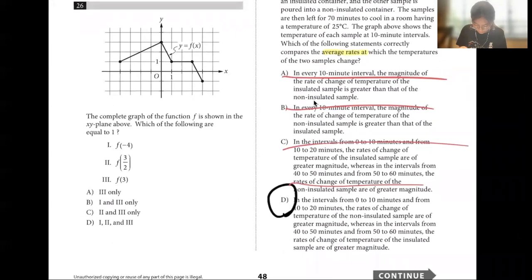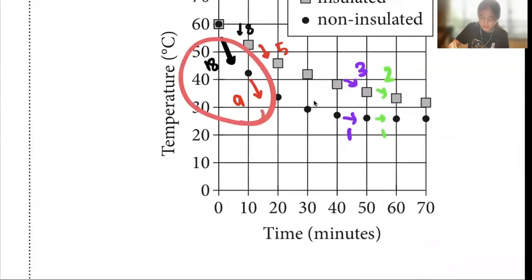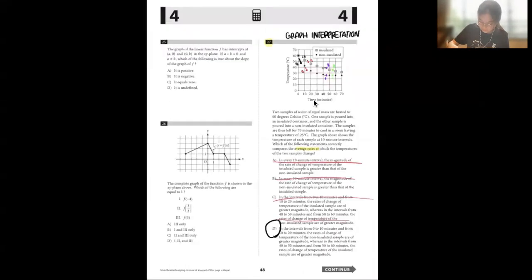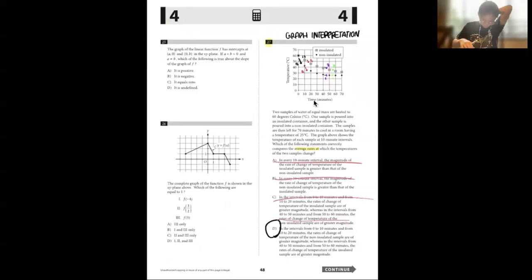The rates of change of temperature of the non-insulated sample are greater. Yes, it's greater indeed. Whereas in the intervals from 40 to 60, the insulated sample's rates are greater in magnitude. Yes, yes, yes. So D is the correct answer.